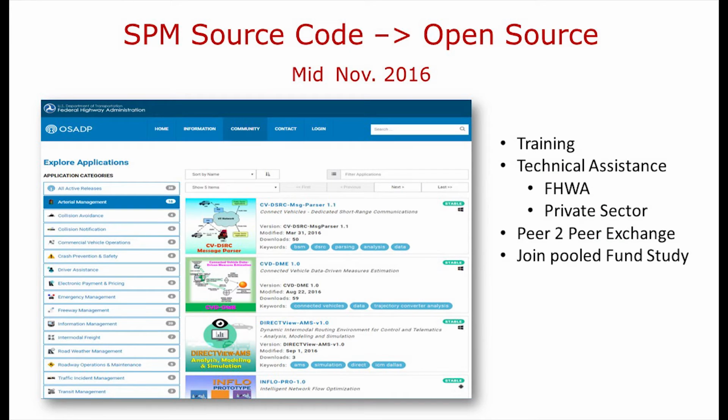Sean mentioned the SPM source code. So Utah DOT developed a set of software to do data analysis. There are two components: data collection and data analysis. I'll get to the data collection on the next slide, but for the data analysis portion, they've effectively automated the analysis of all the data.